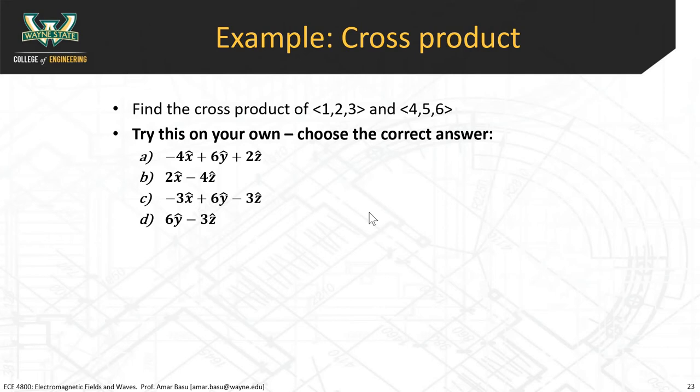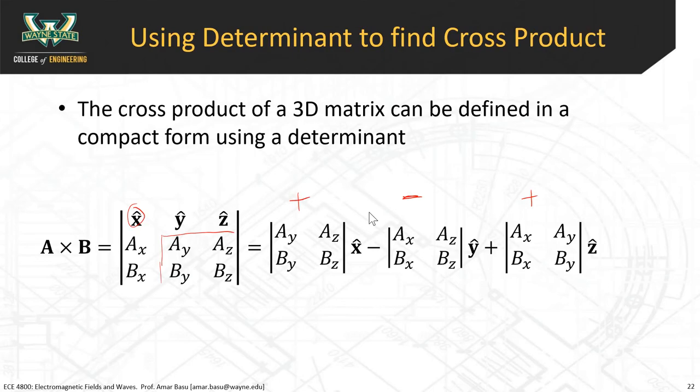And let's do an example right now. I'm going to try to use this polling feature and see how well it works. What I'd like you to do now is try to figure out the cross product of 1, 2, 3 and 4, 5, 6. So your A vector is 1, 2, 3. Your B is equal to 4, 5, 6. I would like you to try this problem on your own and choose the correct answer, A, B, C, or D. Let me bring back the formula here. This is the definition of the cross product in three dimensions. I would like for you to all try this on your own.